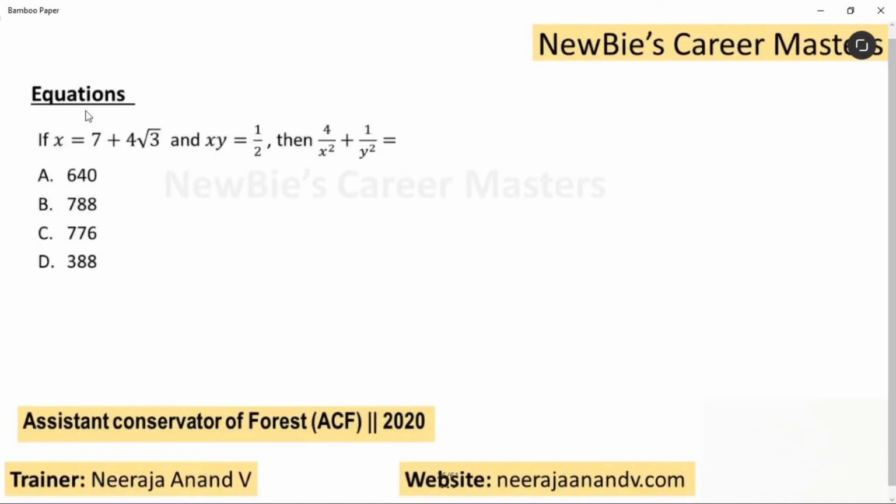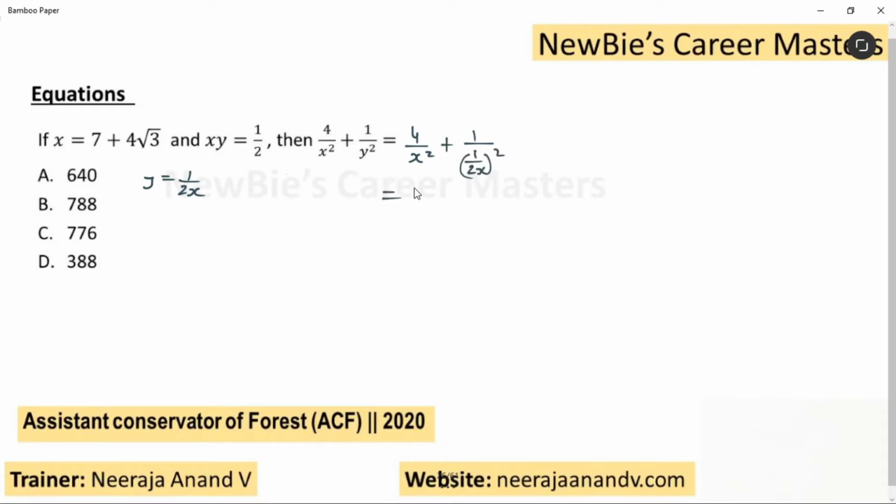Next question is, if x is equal to 7 plus 4 root 3 and x into y is equal to 1 by 2, then what is the value of 4 divided by x square plus 1 divided by y square? Newbies, let's convert these variables to one variable, either to x or to y. Here I'm converting y to x. We can take the y value as 1 divided by 2x. Let's rewrite this. 4 divided by x square plus 1 divided by (1 by 2x) whole square. Like this you have to take, okay?